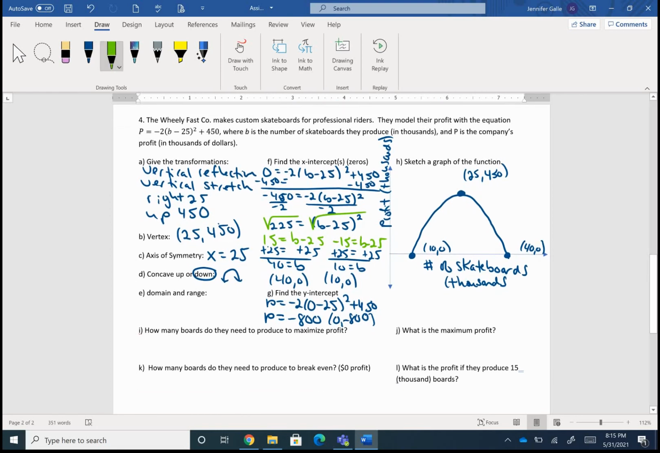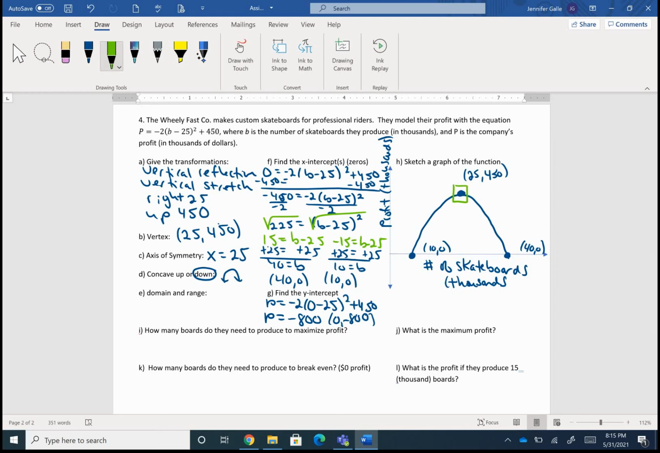So now, let's do the application part. Up to this point, nothing new for us except for we labeled the axes. Where the different pieces go, how we find those different pieces, no different than what we did on the front side of this sheet. So now for letter I, it says how many boards do they need to produce to maximize their profit? Well, where are we going to find the maximum? The maximum is going to be up at our peak, up at our vertex.